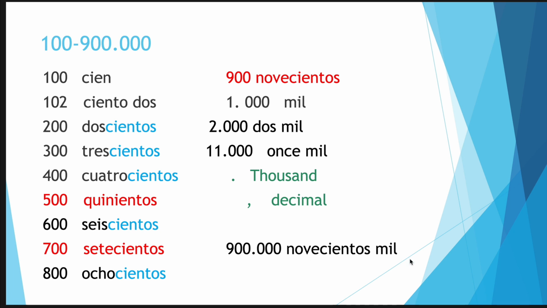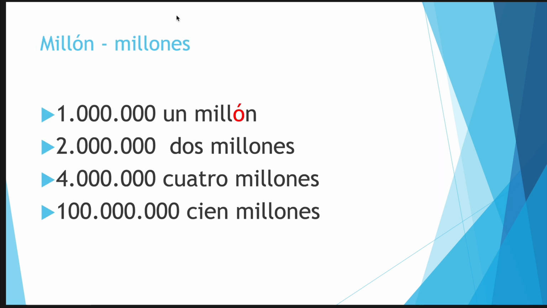900,000, novecientos mil. Remember in Spanish, the 1,000 is marked with a dot and the decimals with a comma. So it's the opposite of English, okay? So whenever you see a dot, it means that it's 1,000, okay? Or I guess 1,000,000. So it marks the thousands. So how do you say 500,000? Quinientos mil.